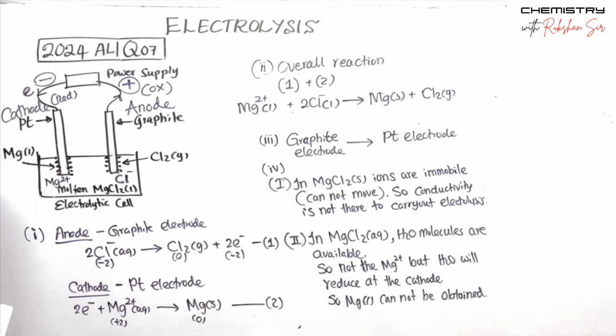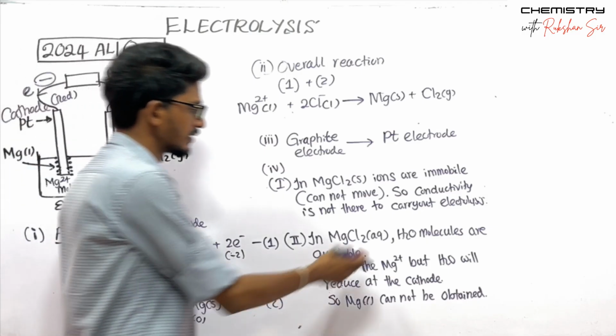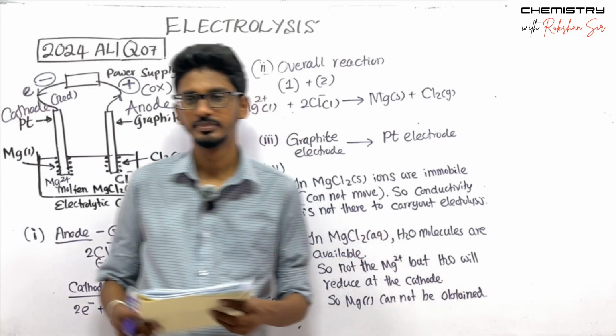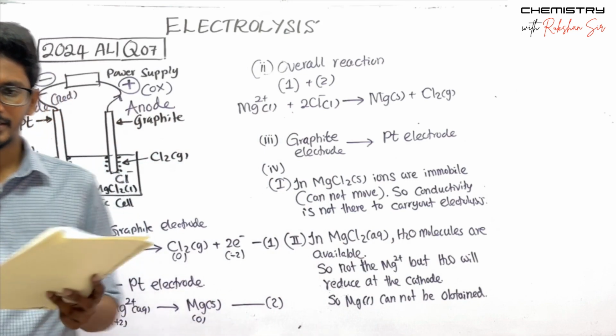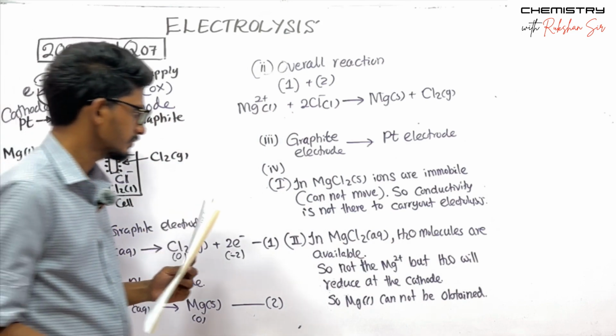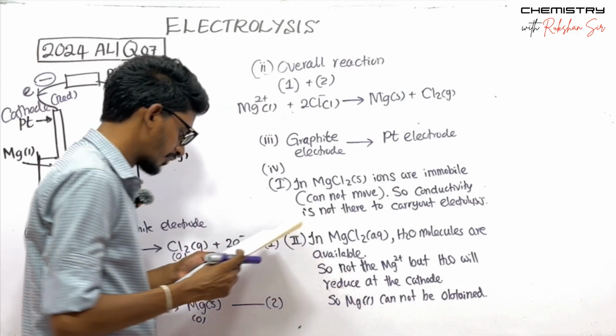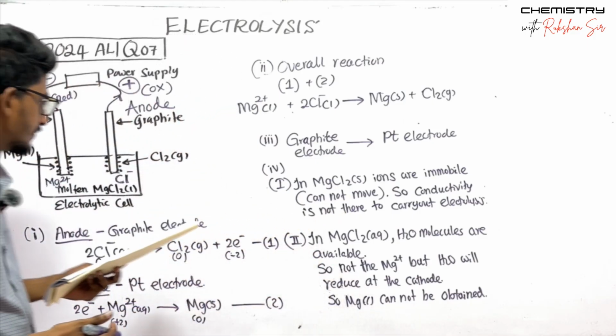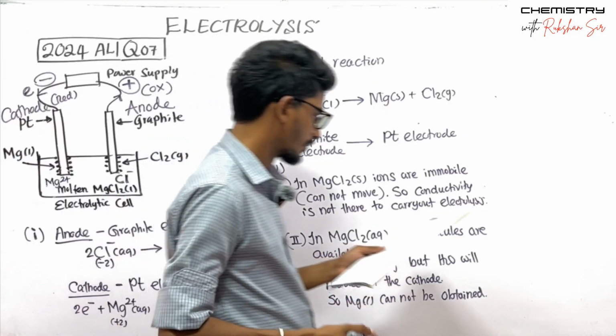That is why molten magnesium chloride, that means magnesium chloride without water, is needed here. Right? Aqueous can't be there. Problem 5, some calculation there.